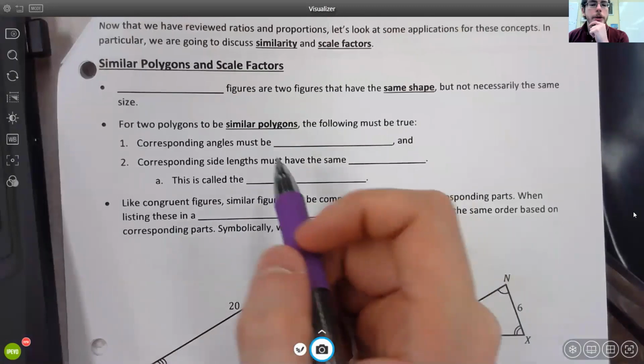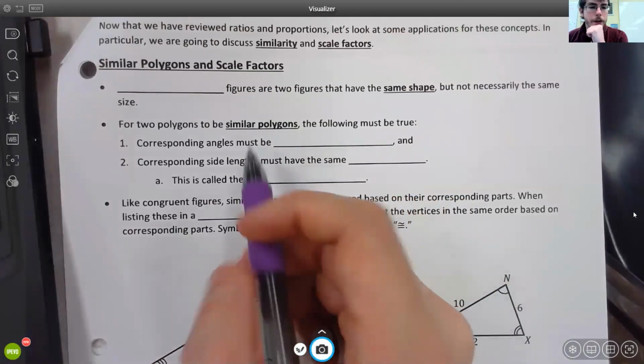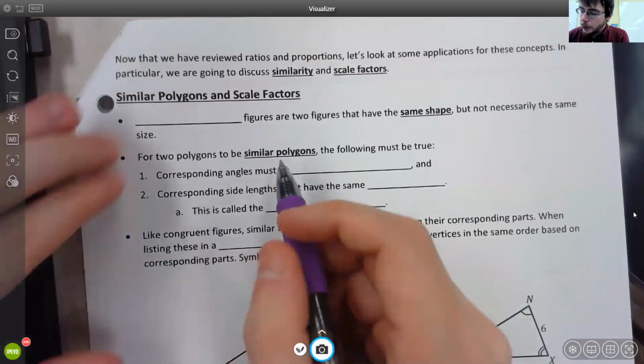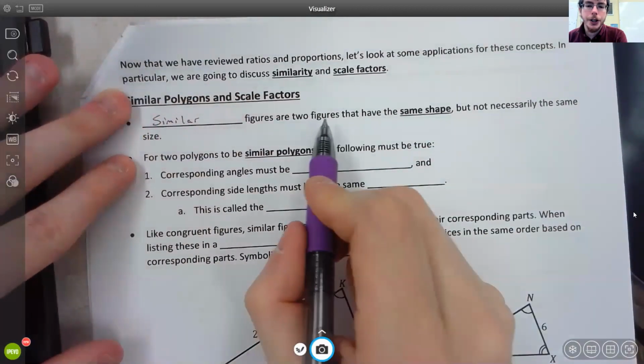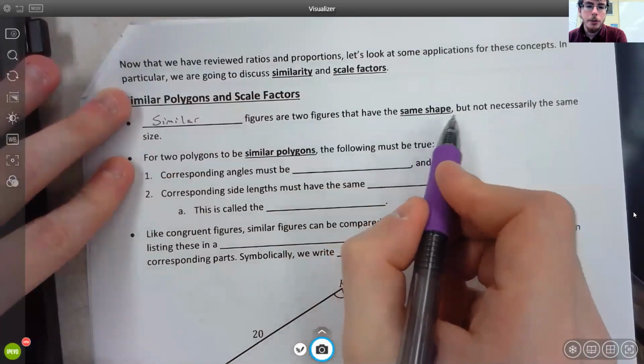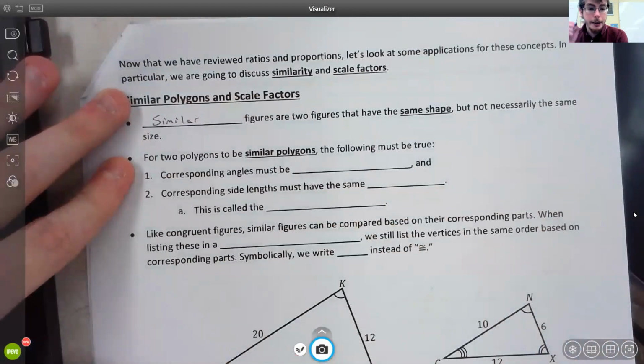So we're going to be talking about similar polygons and scale factors. Similar figures are two figures that have the same shape but not necessarily the same size. Okay, same shape, not necessarily the same size.